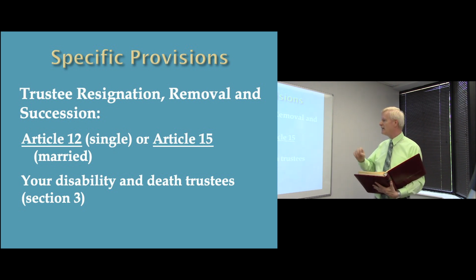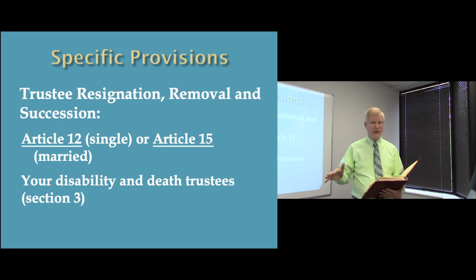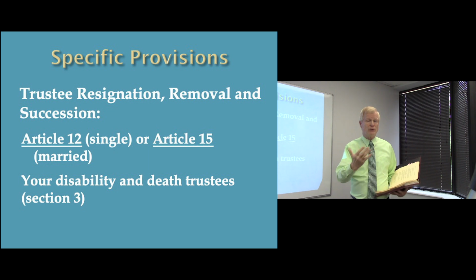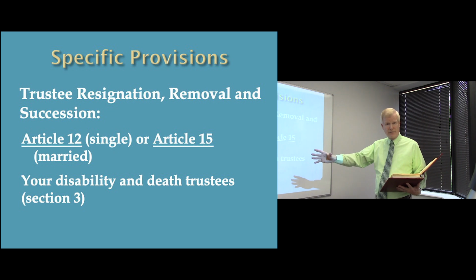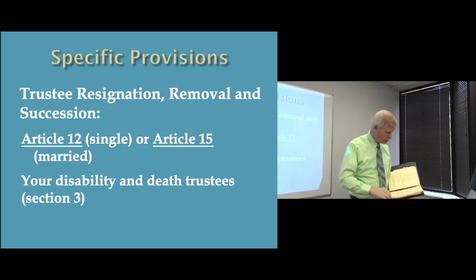Those contingencies are provided in Article 12 for the single, Article 15 for the married, and then the disability and death trustees, we separate out because they could be different people. You could wear two hats. I could be a mental disability trustee helping you as you're still alive to pay the bills, but then when you die you want someone else to handle things. Or I could be doing both. So we have it separated out, and those people are designated with successors to each of them in those articles, 12 for the single, 15 for the married.